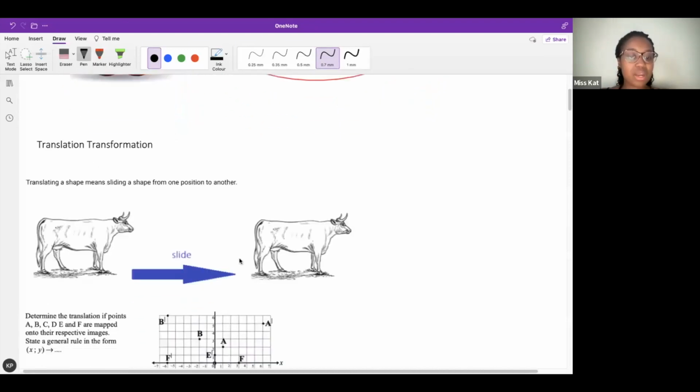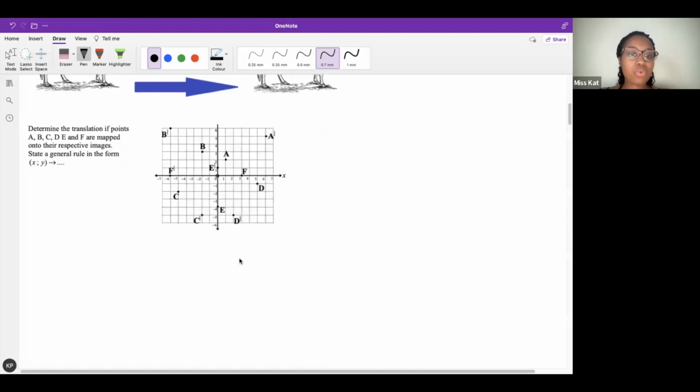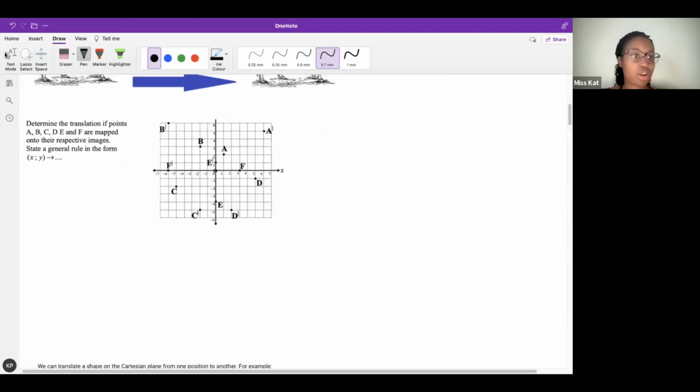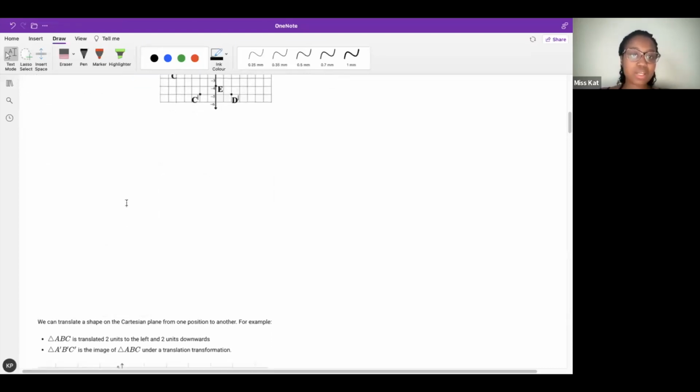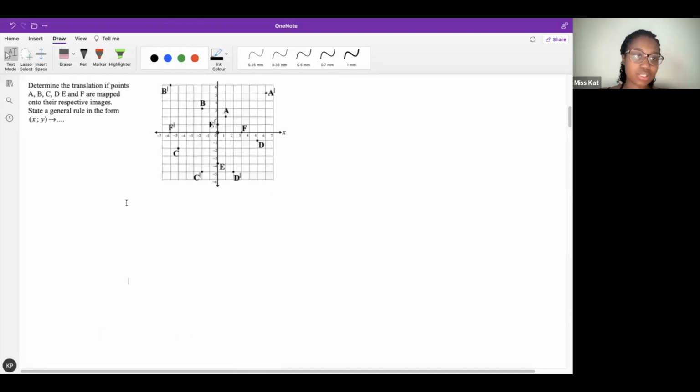Now we have some points here, a lot of points actually. Before we deal with translating shapes, I'm going to need us to learn how to translate points.